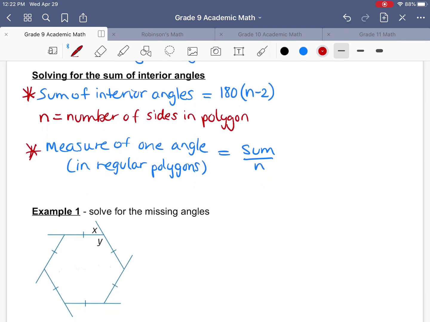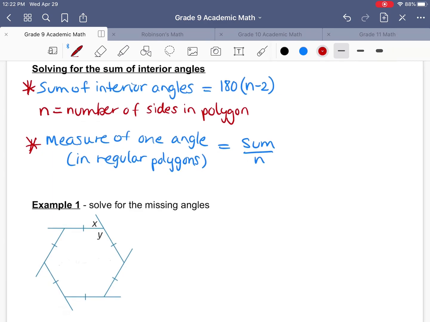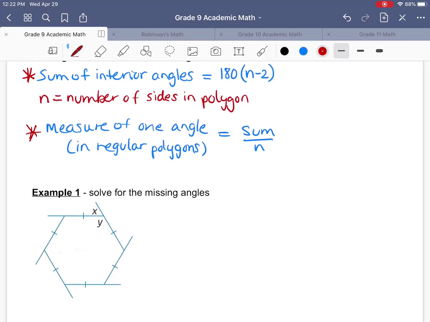So let's do some examples where we have to solve for missing angles. So in our example 1, let's take a look at what shape we have. There are 6 sides here, and all of the sides are the same length. We can see that this is denoted here by this little line. So this is a hexagon, and we can also see that it's a regular hexagon. So we need to find one of the interior angles, y, and then one of the exterior angles, x.